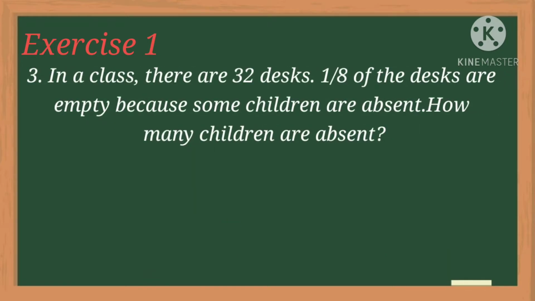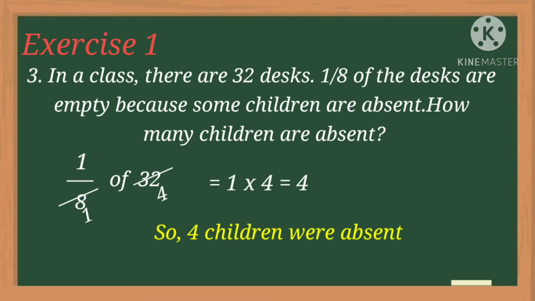Let's solve a story sum. In a class, there are 32 desks. 1 by 8 of the desks are empty because some children are absent. How many children are absent? So you need to find 1 by 8 of 32. 8 ones are 8, 8 fours are 32. So 1 into 4 is 4 children were absent.